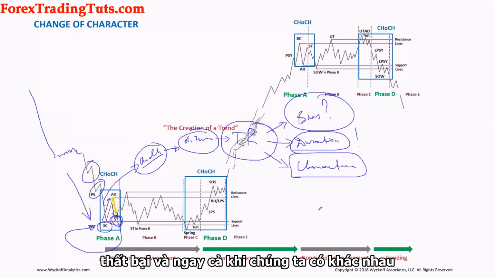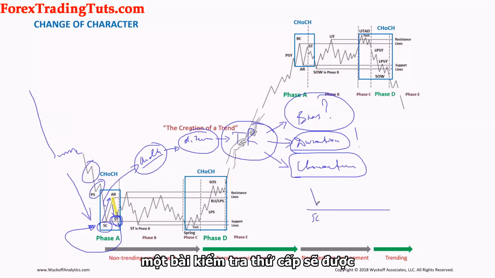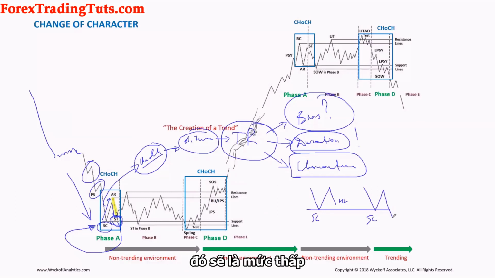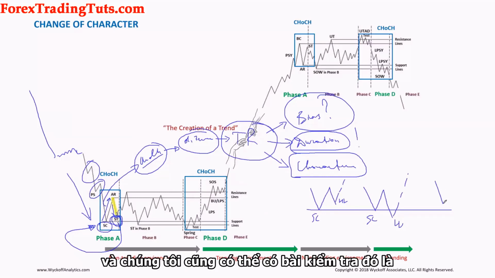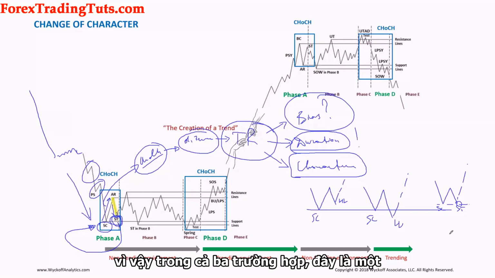And even if we have different secondary tests, we could have a secondary test that is going to be, like shown here on the schematic, a higher low. We could also have a test that is going to be a lower low. And we also could have the test which is basically going to be at the same level as the selling climax. So in all three cases, this is a successful test.